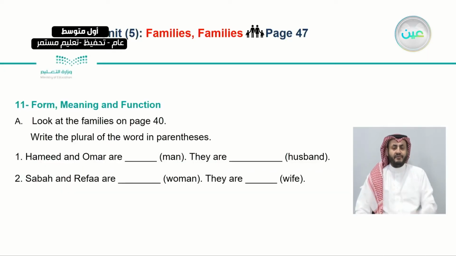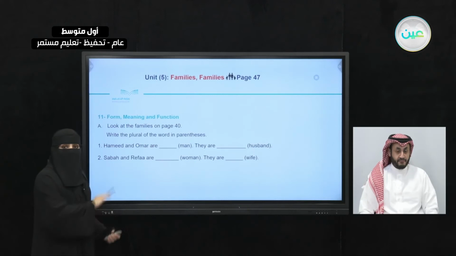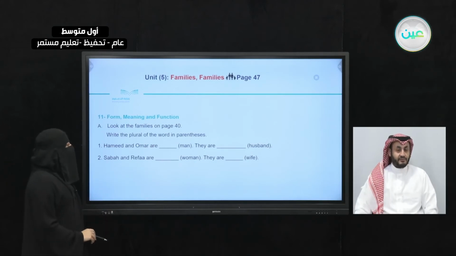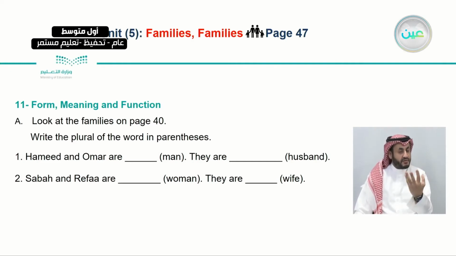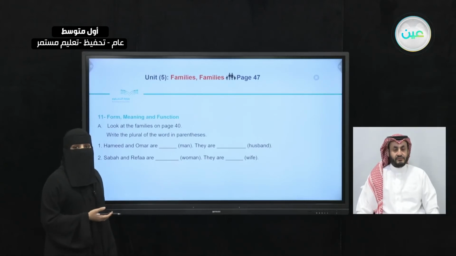Okay, good job. Let's look at letter A. Look at the families on page 40. Open your book, go back to the family pictures over there. Write the plural of the word in parentheses. Number 1, Hamid and Umar are man. Man, is it a regular or irregular noun?